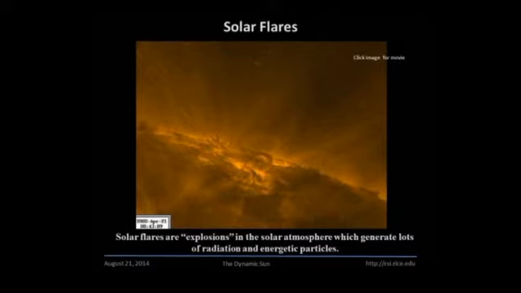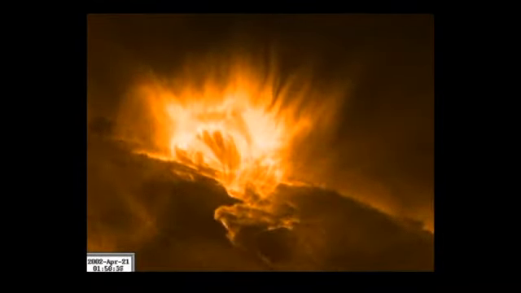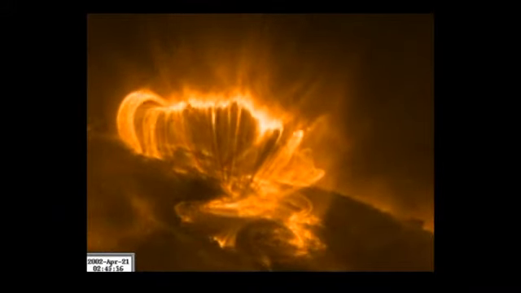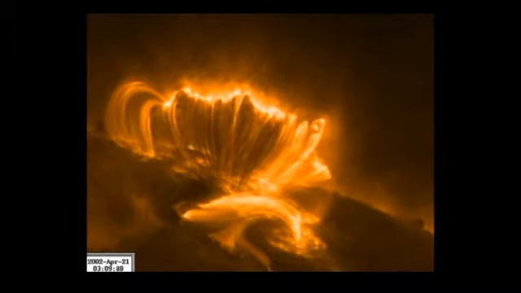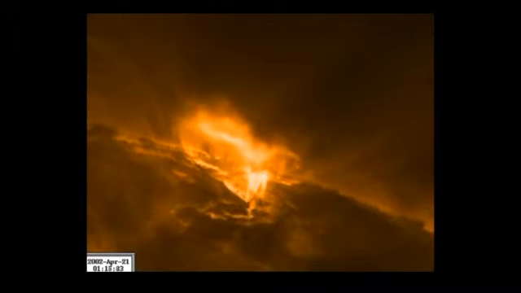Here's what happens when the magnetic field snaps. Notice where it was empty is now full of stuff. And we have enough information that we know that this material, where it's fuzzy, is 20 million degrees Kelvin. I guess it doesn't like to be paused for too long.